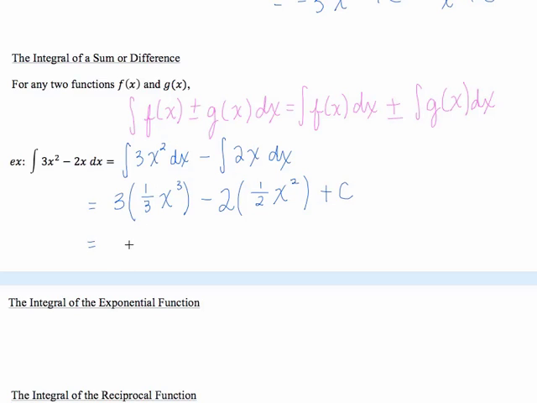Simplifying, right? 3 times a third, those cancel, so we get x cubed. And 2 times a half cancels, so x cubed minus x squared plus c. Now if we differentiate this, we'll get the integrand here.